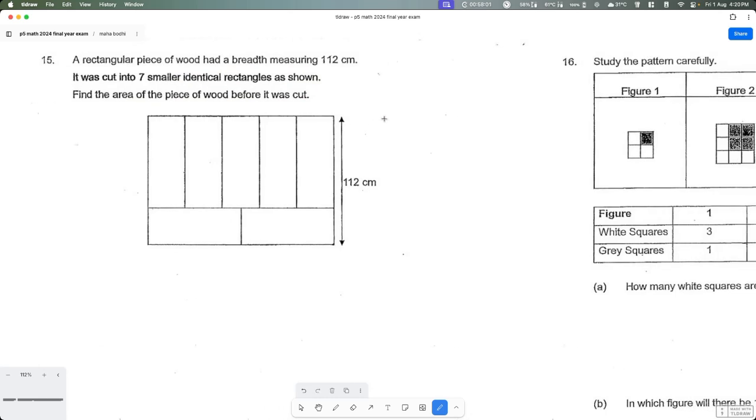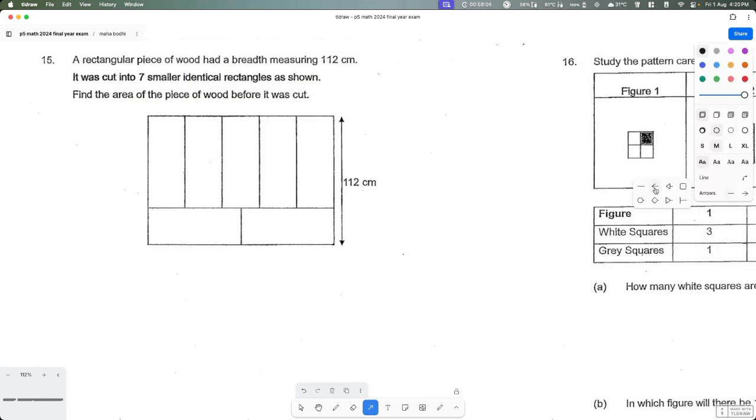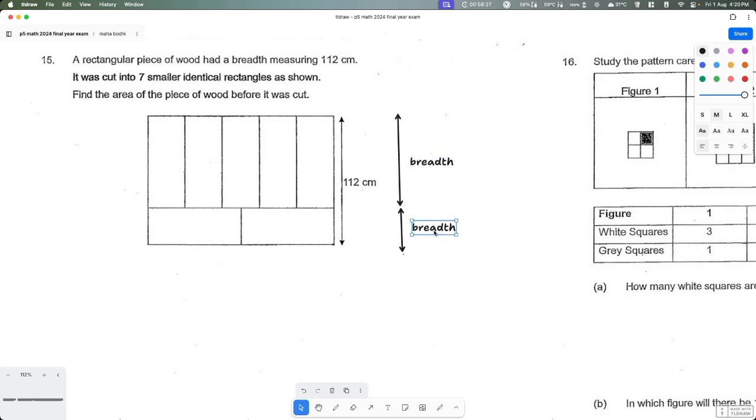Okay, so for this, what I'm going to do is, this is basically this solid. So this whole thing, this is the breadth, right? And then this is the length, right? This one is not so straight, I mean. So this is the breadth and this is the length. Length times breadth. So this is length, this is breadth.